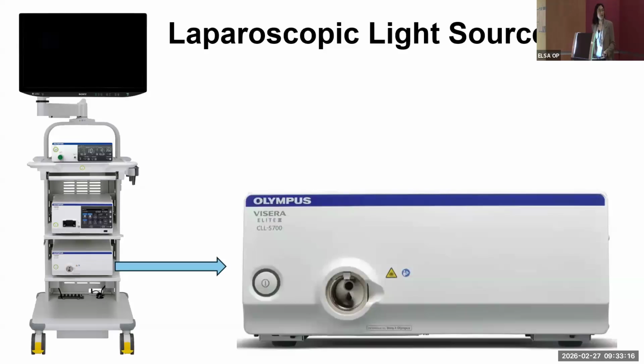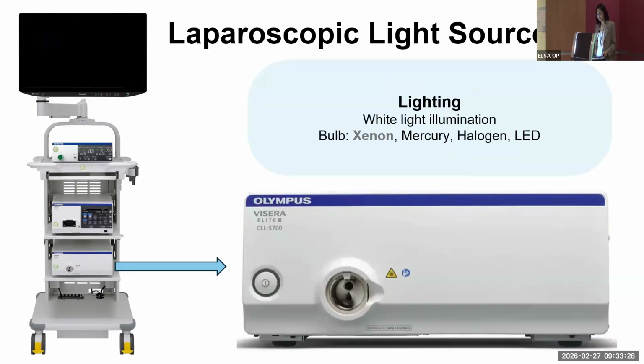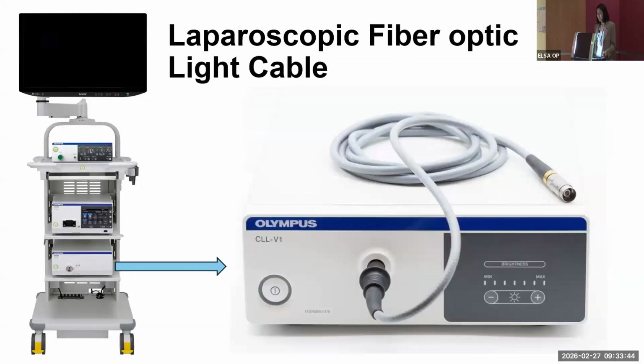Okay, next on the lap tower is our lap light source. So this is where the light bulb, the heat filter, and the condensing lens are usually processed. The most common lighting we use now is the xenon bulb, because the previous ones used quartz, halogen bulbs, and incandescent bulbs, and they had problems before with the light.